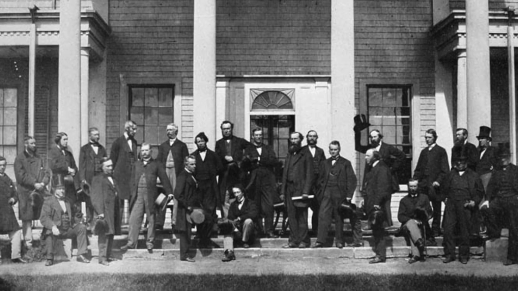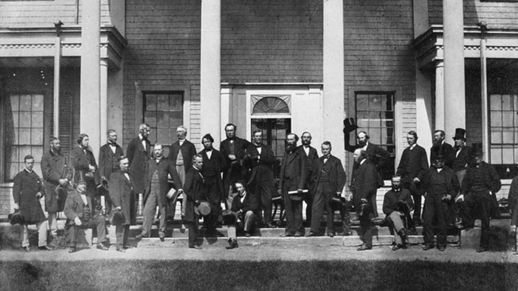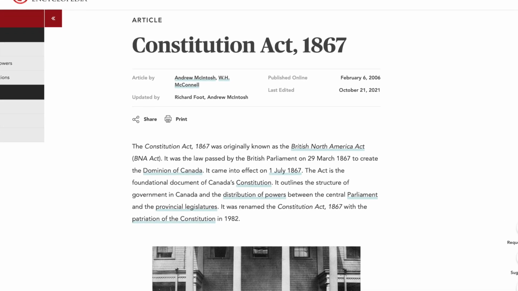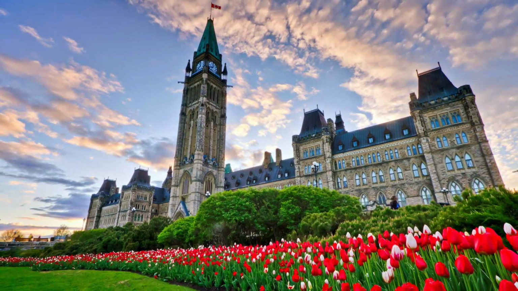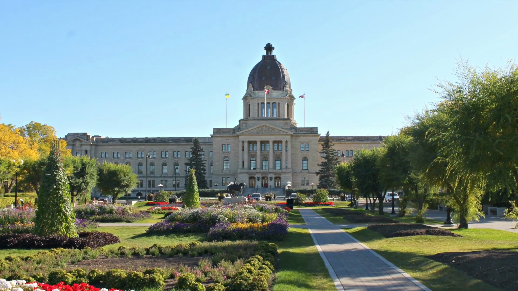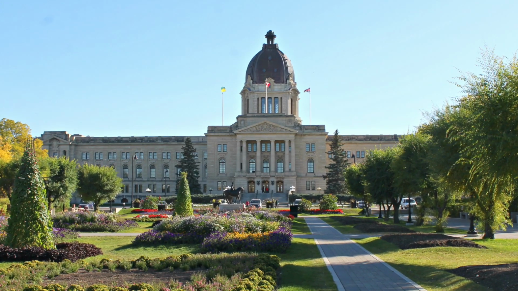The 1867 Act, originally called the British North America Act, divided powers between federal and provincial governments, like giving Ottawa control over defense and trade, while provinces handle education and healthcare. It's why Saskatchewan, where I'm based, runs its own schools but not the military.